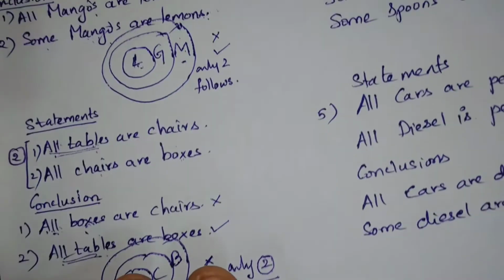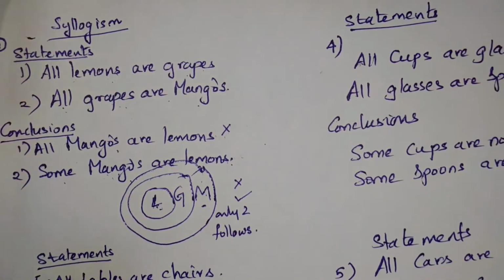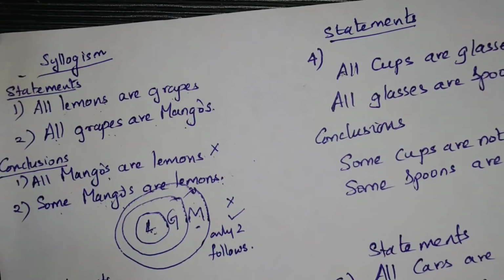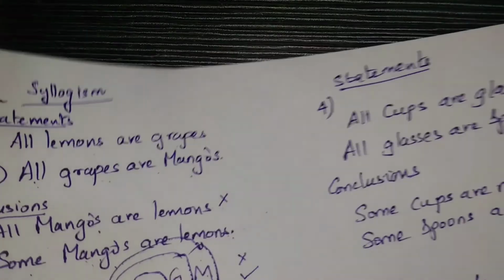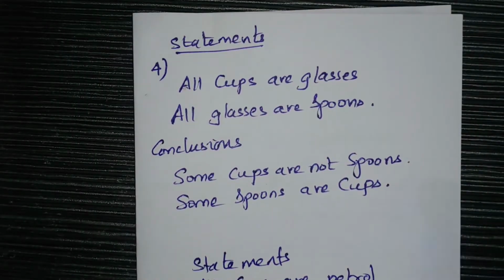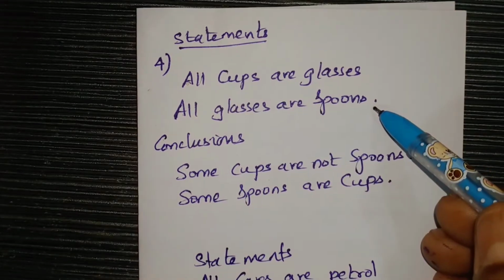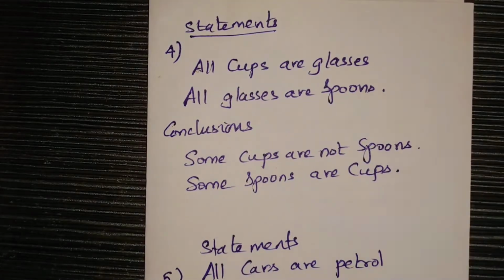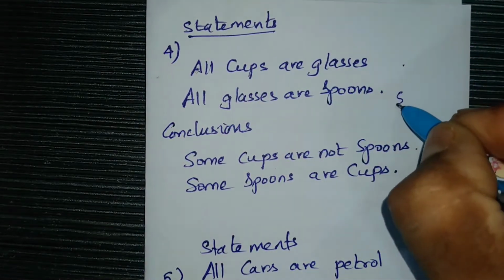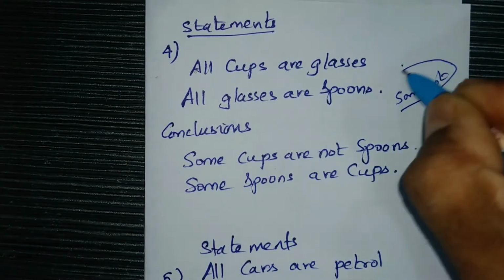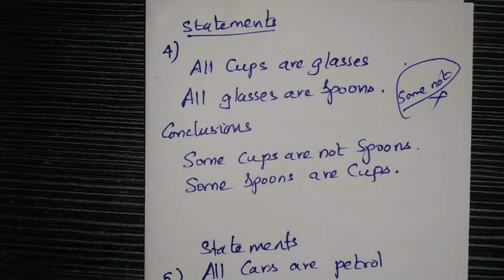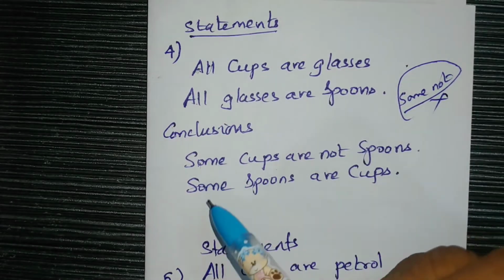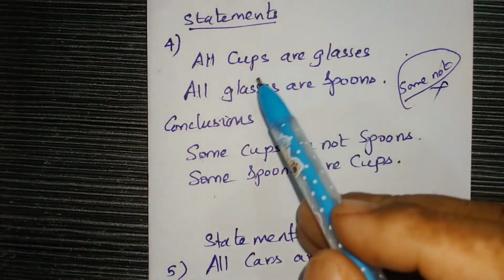Let us see one more now. The question says, all cups are glasses, all glasses... all in statement, some in conclusions will follow. But some will follow, some will not follow. So all, some, both must follow. But let us check it now, whether we're talking about the same subject or not.